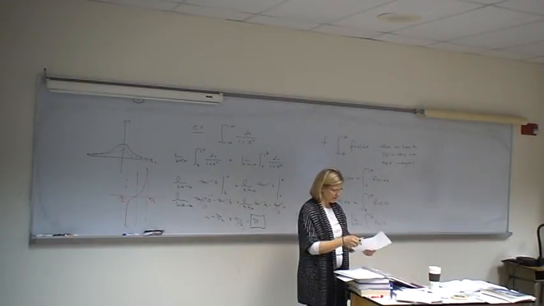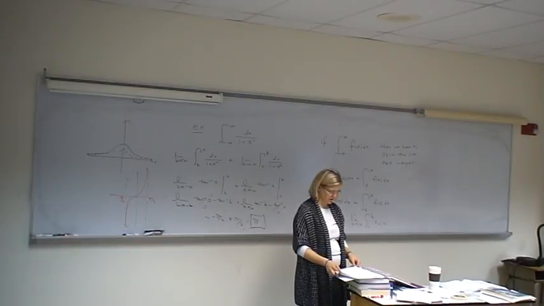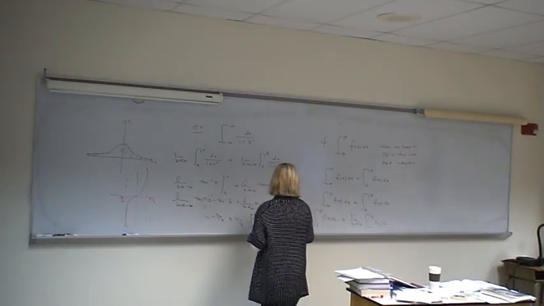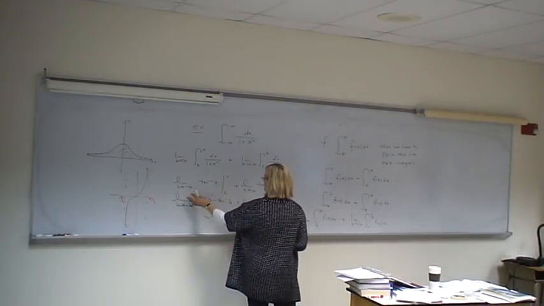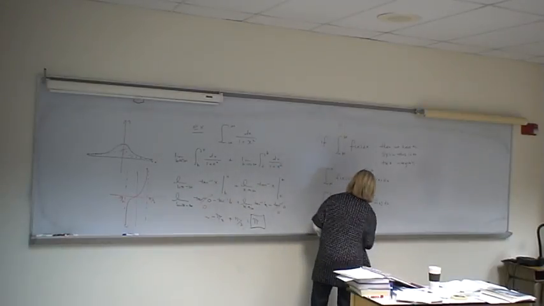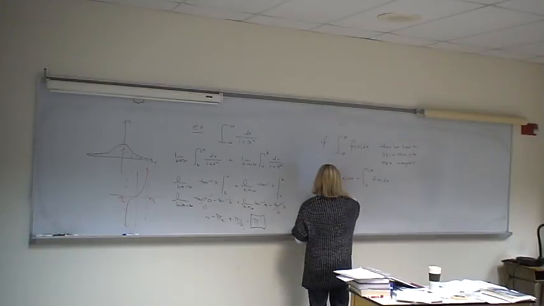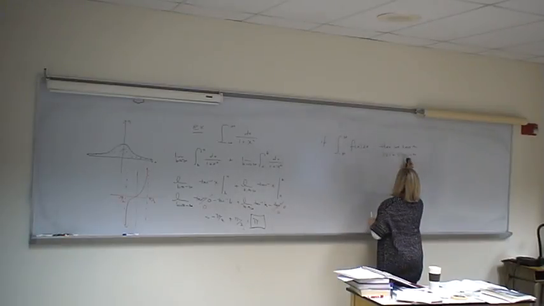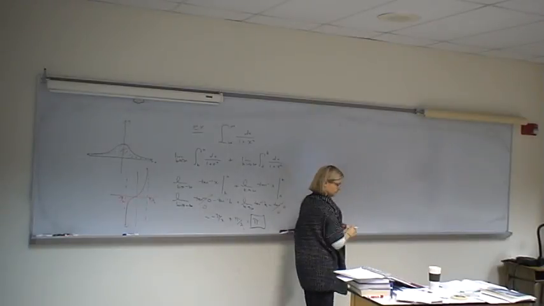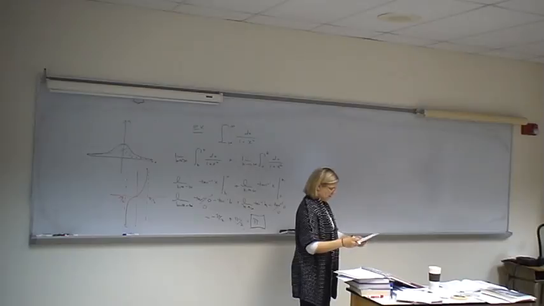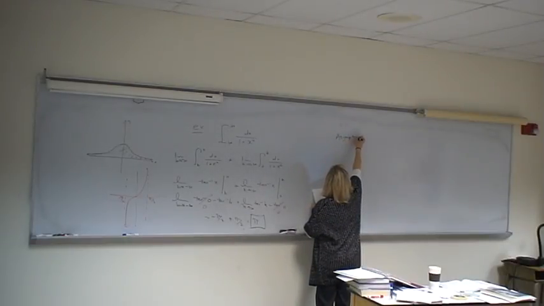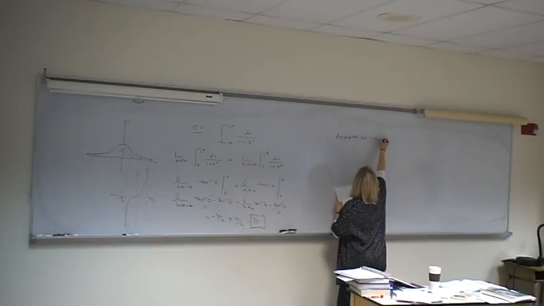Okay, so now we're going to look at the case where there is an asymptote at a or b, so at one of the ends. So here we had negative infinity to infinity, so we're going to look at an asymptote at one of the ends.